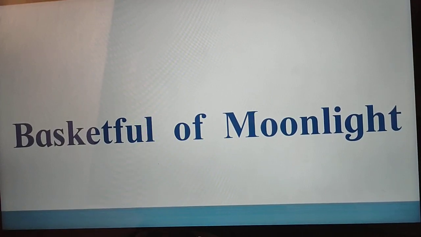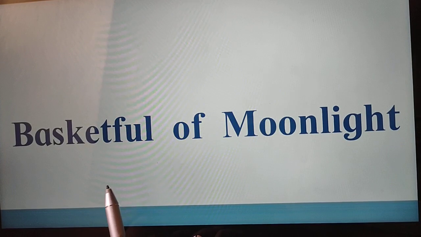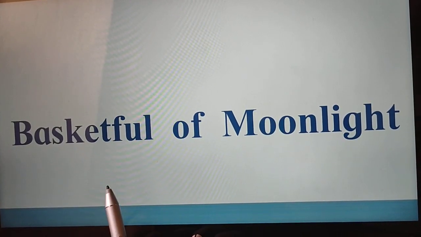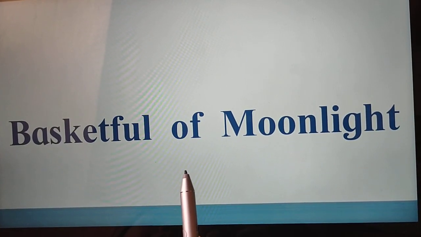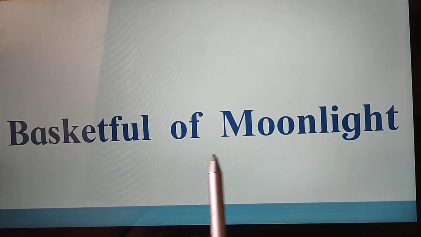Today we are going to learn the third poem of first unit, that is 1.3 Basketful of Moonlight. Originally, this poem is composed in Dogri language, that is Adivasi language, and then it is translated by Sunil Sharma in English.